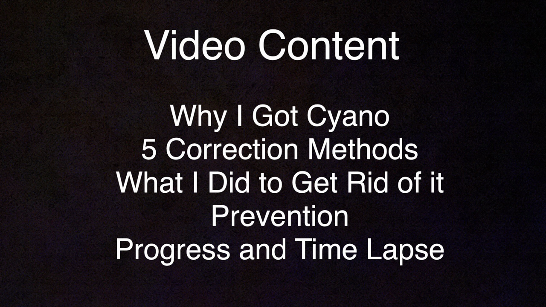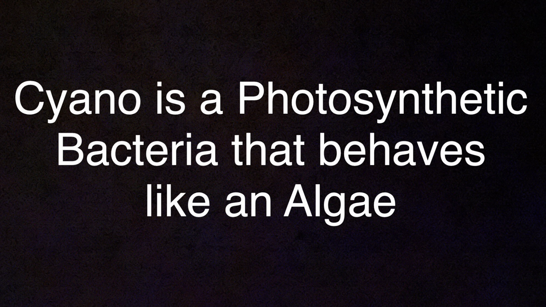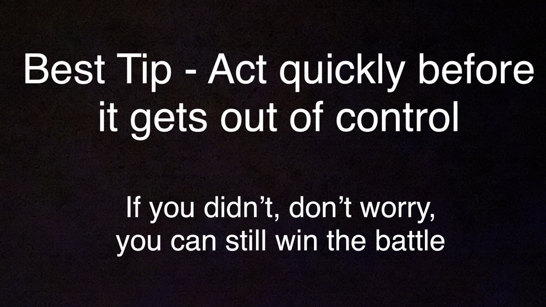Before we jump right into that, let's talk about what is cyano. Real quick here, cyano is a photosynthetic bacteria that behaves like an algae. It's not actually an algae, it's a bacteria. The best tip that I have for you is act quickly before it gets out of control. But if you didn't, don't worry, we can still solve the problem and win the battle.